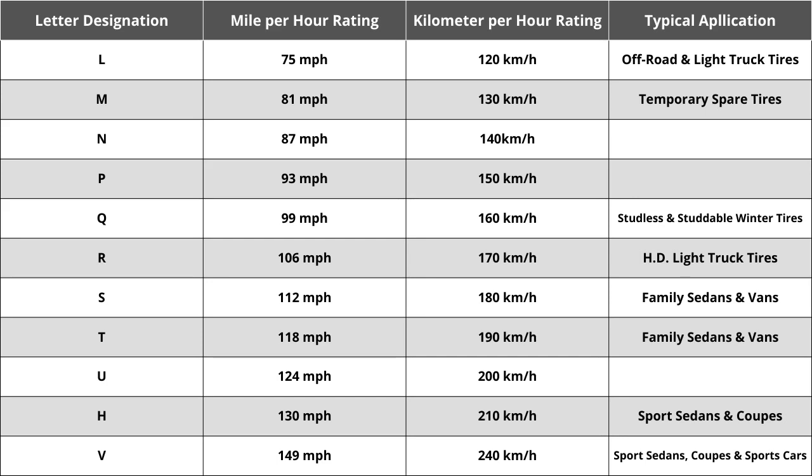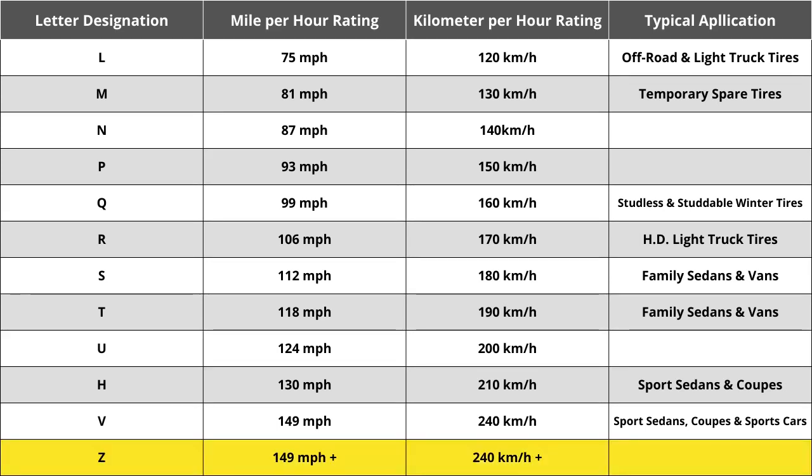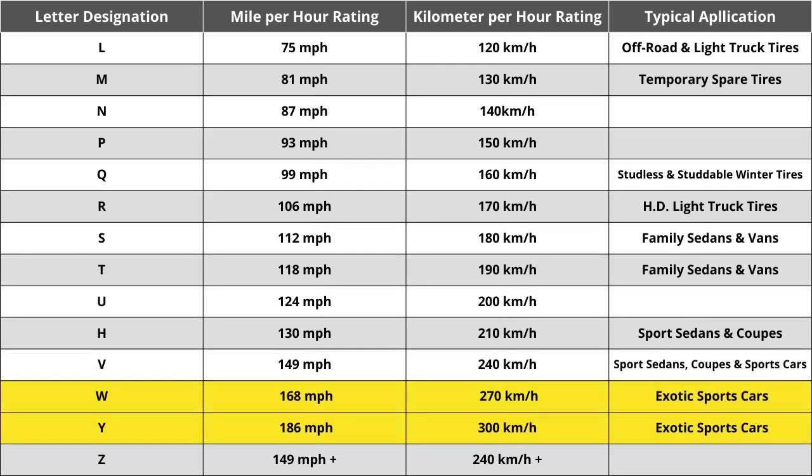When Z-speed rated tires were first introduced, they were thought to reflect the highest tire speed rating that would ever be required, in excess of 240 kilometers per hour or 149 miles per hour. While Z-speed rated tires are capable of speeds in excess of 149 miles per hour, how far above 149 miles per hour was not identified. That ultimately caused the automotive industry to add W and Y speed ratings to identify the tires that meet the needs of vehicles that have extremely high top speed capabilities.